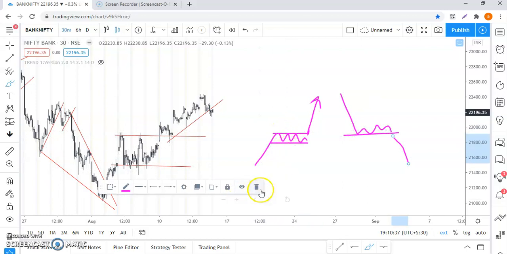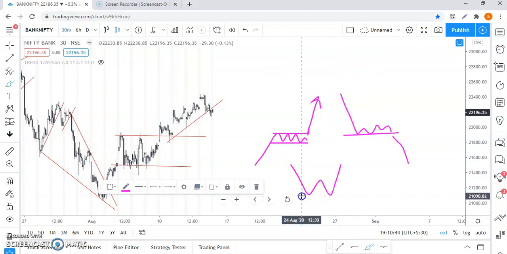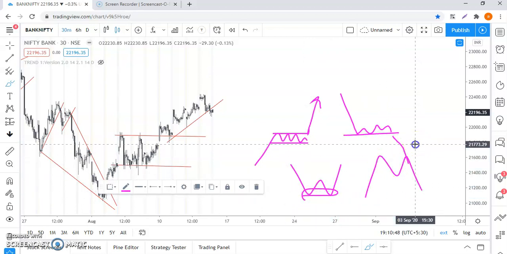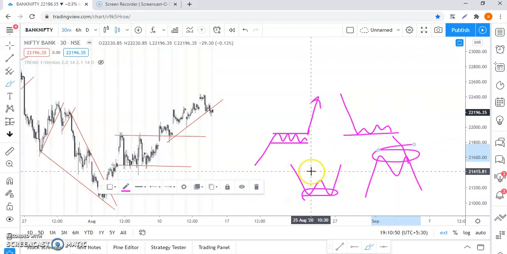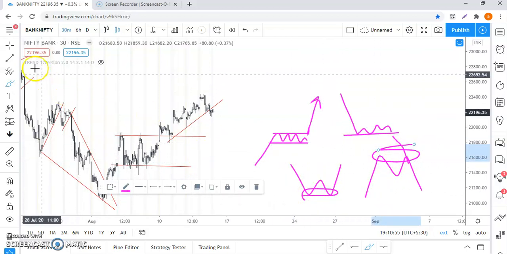That's all. And another type of chart pattern you can see is W. W is double bottom. These are very nice bullish chart patterns. Another type is M. These are bearish chart patterns. That's it. If you are identifying W and M, you can trade easily.